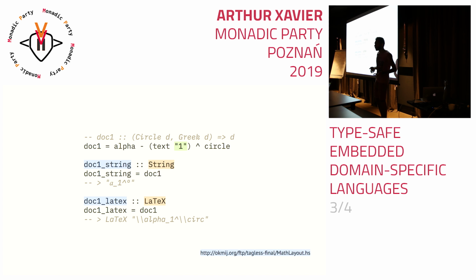What if we want to interpret these things into real values? We just add a type signature, specializing this value, for example, to string. Doc1 string is a string, and it renders to us this beautiful thing here. If we want LaTeX, we just specialize it to LaTeX, and it renders this thing here to us. Cool, right? Everybody following here? Does anybody have any questions?